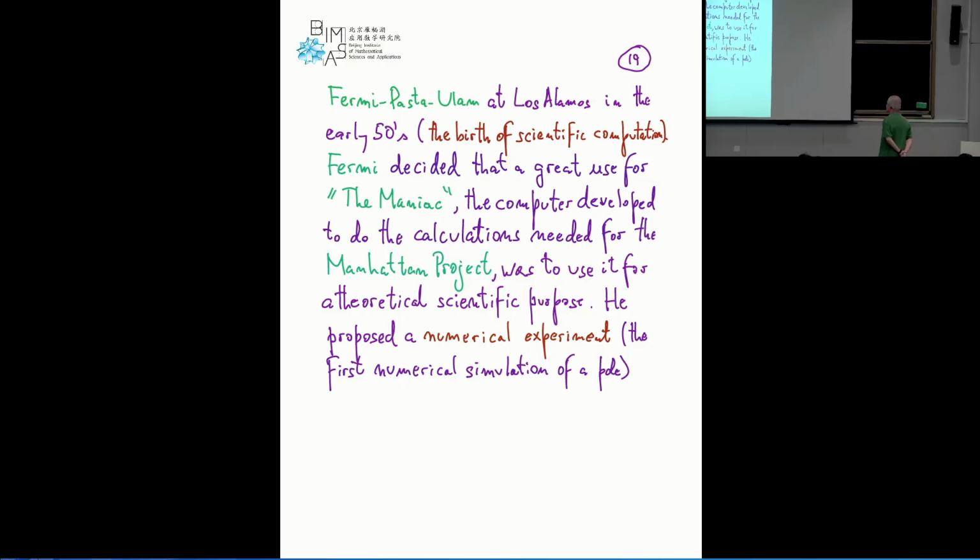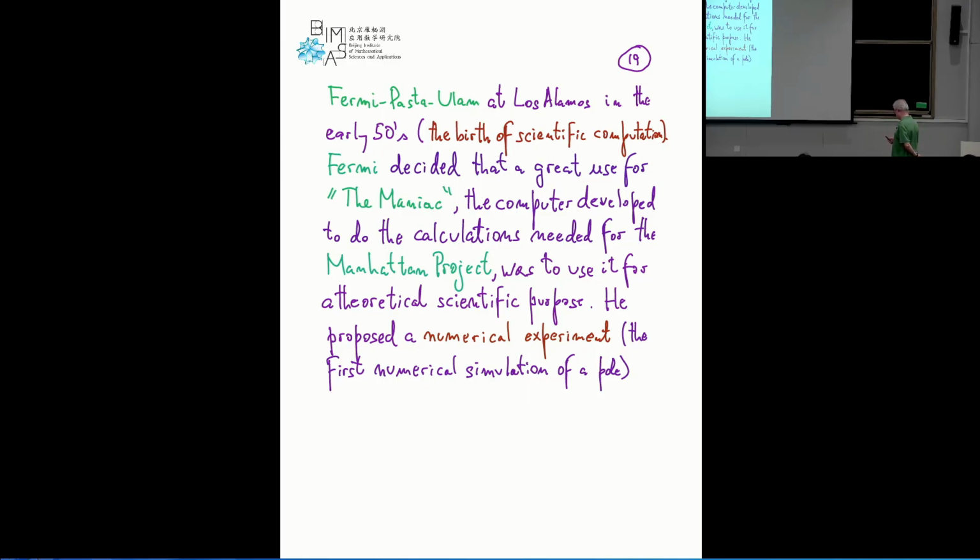And Fermi decided that a great use for this machine was to use it for theoretical scientific purposes. So Fermi decided that he wanted to do a numerical experiment in this computer to analyze the solutions of a PDE. And this was the birth of scientific computation. So this was the first scientific computation ever created. And it was done by Fermi and his team.